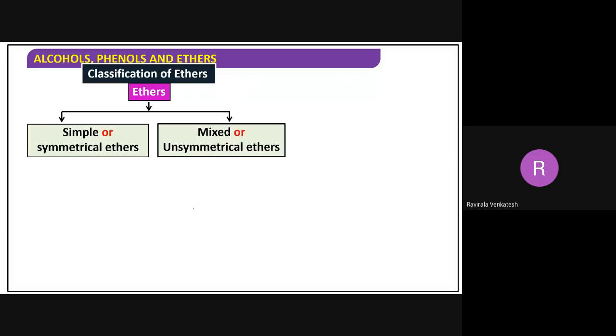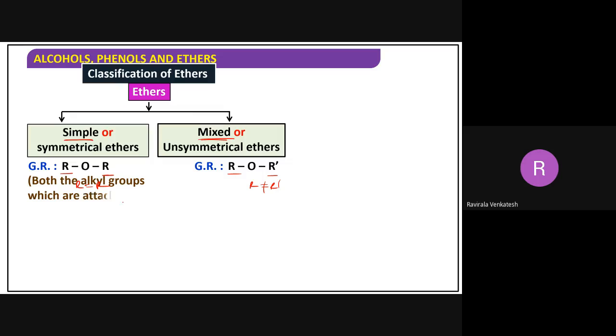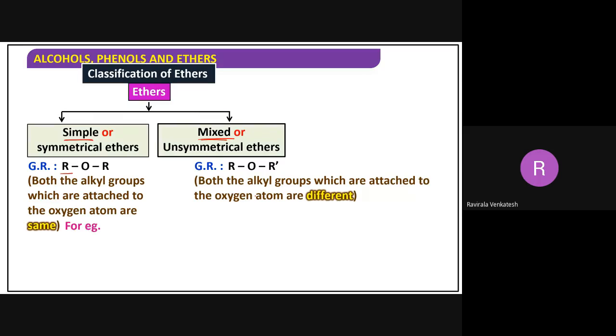Now when you observe, ethers are of two types. One is simple or symmetrical ether. The second is called mixed ether or unsymmetrical ether. Simple means both directions have the same groups, R and R are the same, R equal to R. In this case, R not equal to R dash. Both alkyl groups attached to oxygen are the same here, and here they are different. We'll take one example.